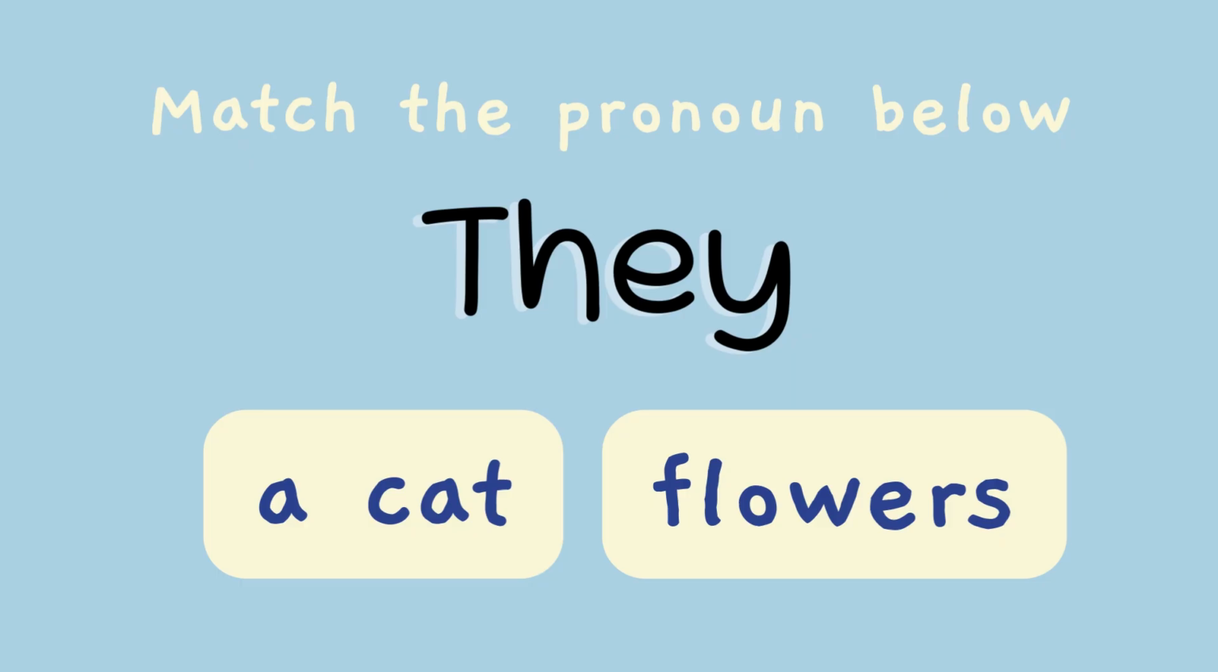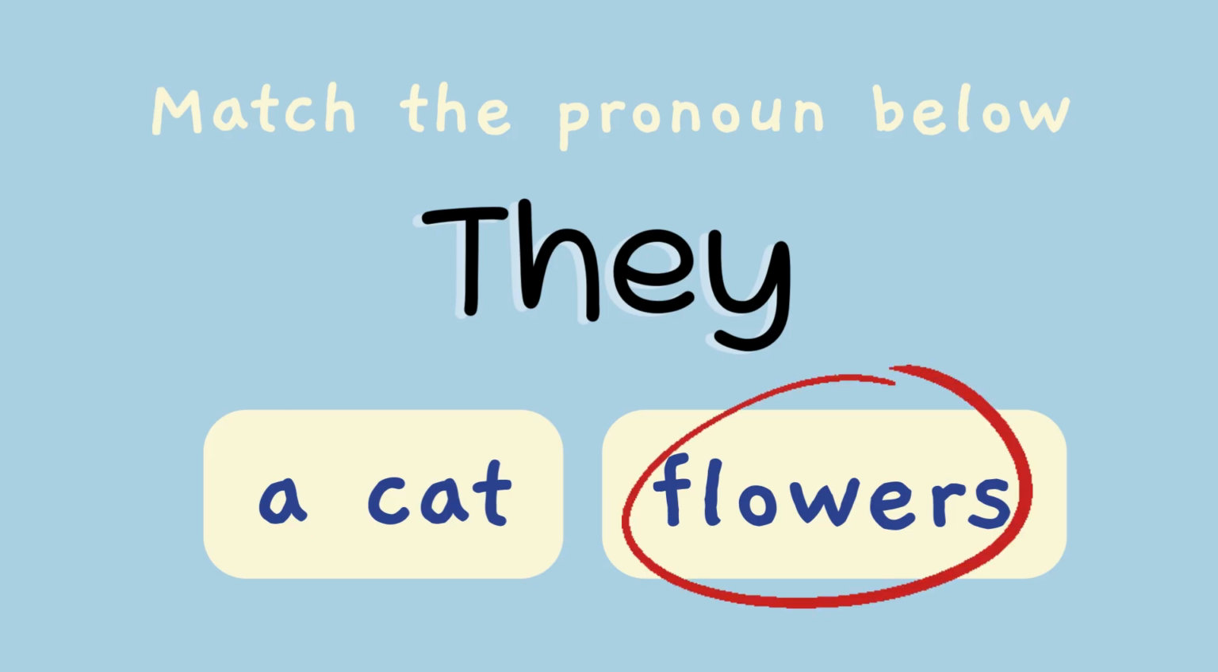How about they? Should we match they with a cat or flowers? Flowers. Because when we use they to talk about something, it has to be a plural noun. Plural means more than one. Can you see the letter S at the end of the word flower? It means plural, more than one flower. So here, they refers to flowers.